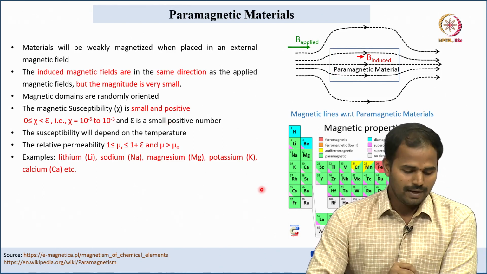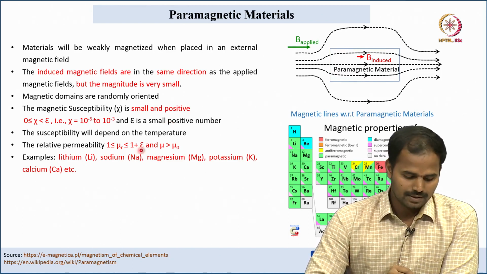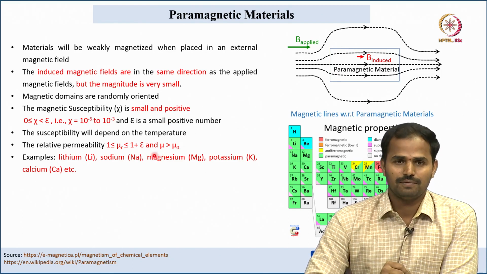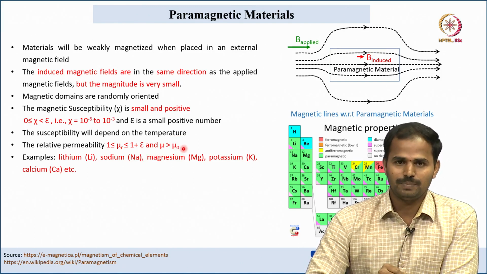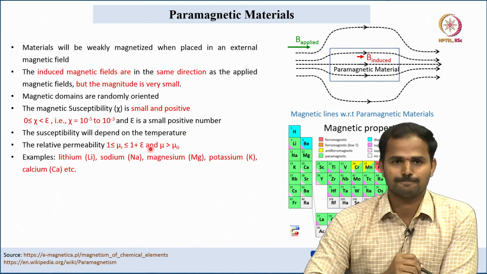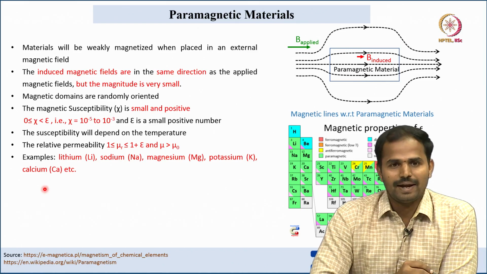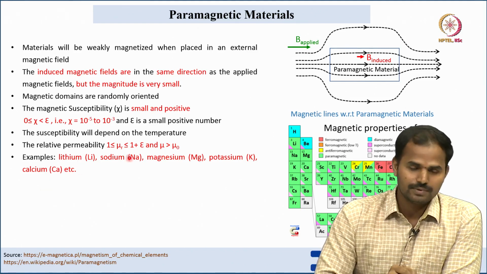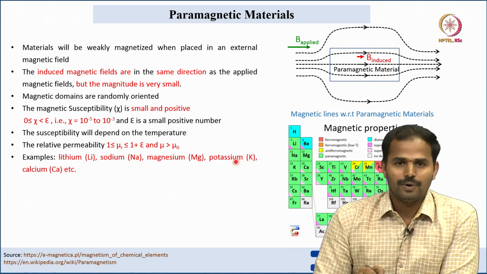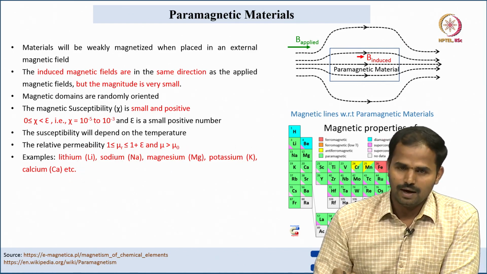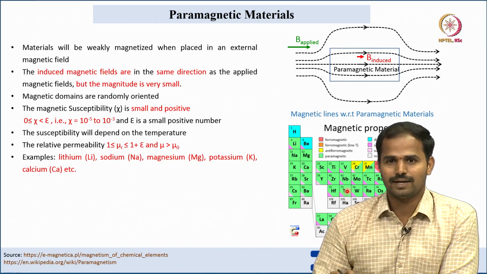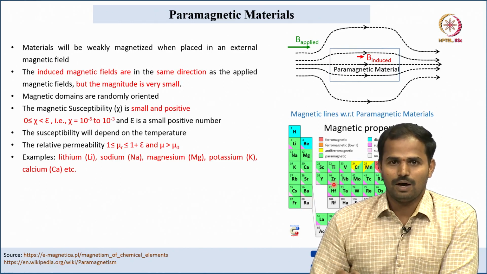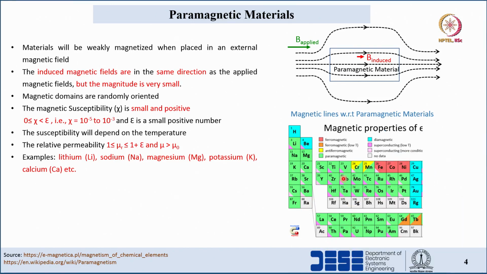The relative permeability of the paramagnetic materials, we will also see here, is very small. Even though it is greater than the permeability of free space, the value is very small. The examples for the paramagnetic materials are lithium, sodium, magnesium, potassium, calcium and all other elements which are green colored and highlighted in the periodic table, which we can see at the right side corner. So, all these materials exhibit paramagnetic properties.